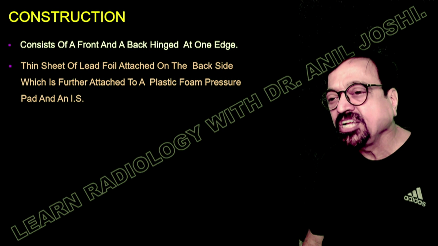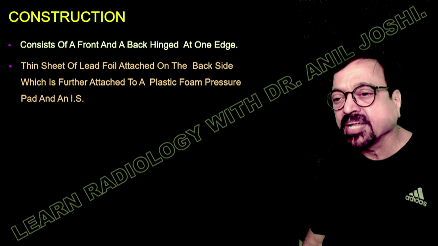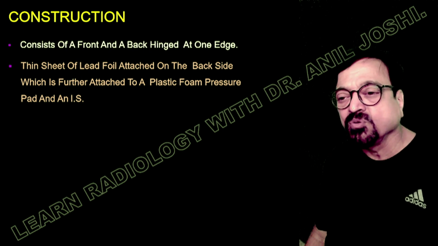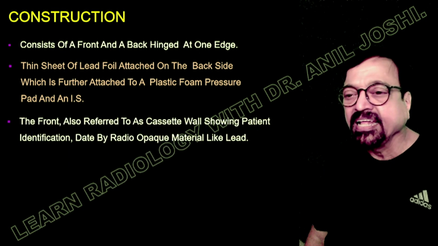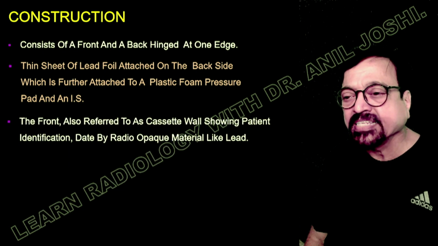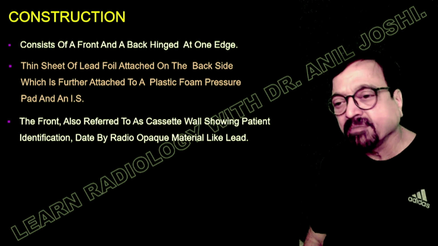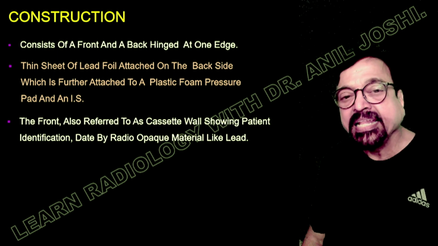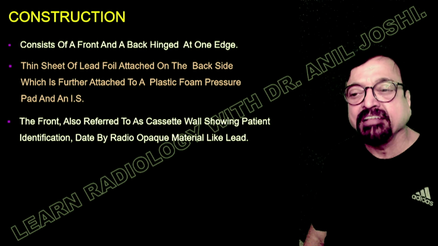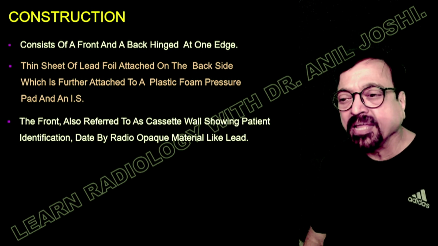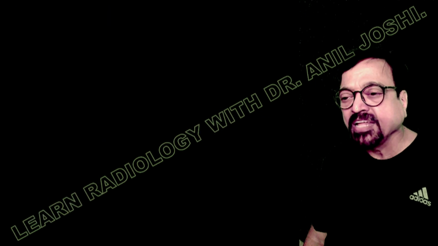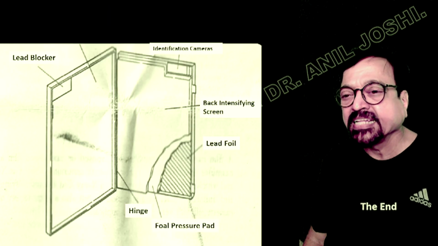Then a thin sheet of lead foil is attached to the back to protect against back scatter and to block the radiation going behind. The front, also referred to as the cassette wall, shows patient identification, side marker, date, and many other information like hospital identification, written with radio-opaque material, particularly lead. You are seeing a corner that is a lead blocker, in which we write the patient's identification and all that.